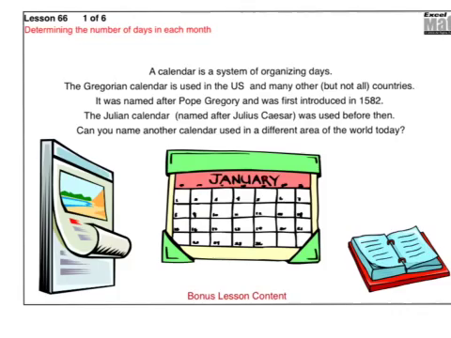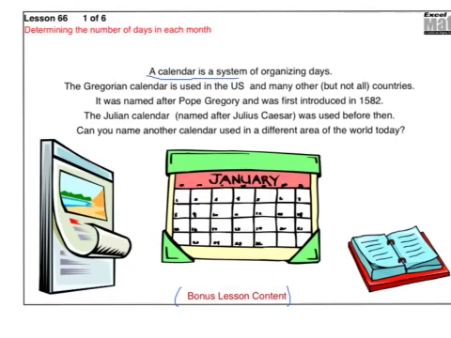So what you see on the screen right now, you're probably wondering, where's that? You don't have that on your lesson. It says bonus lesson content down here. So there's a little bit of extra stuff just to help you understand things about the calendar a little bit better. So just pay close attention to what I'm teaching you here, and you don't have to worry about what's on your paper right now.